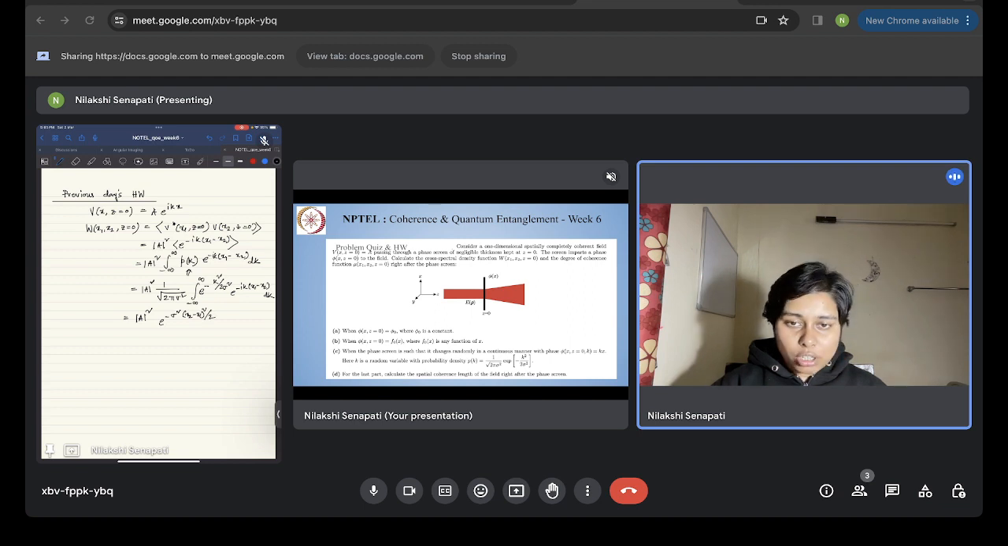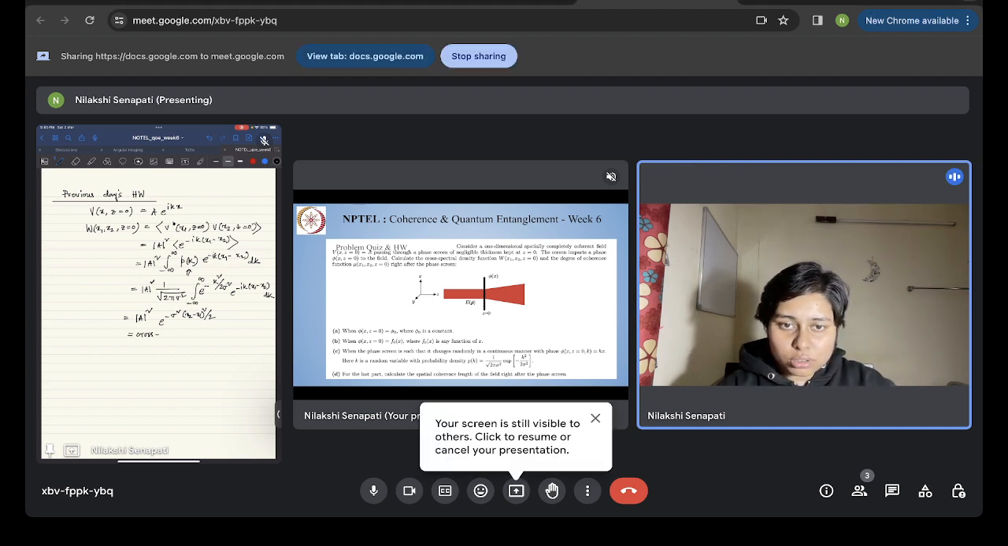I have already solved the question previously by myself, so I am not solving step by step again. I will directly put it here, and so finally what we got is a final result. So this is the cross spectral density, or cross correlation function, or I mean cross spectral density, which is mentioned here.